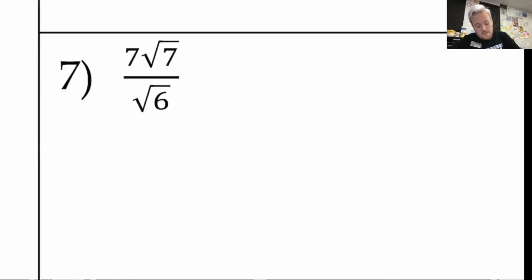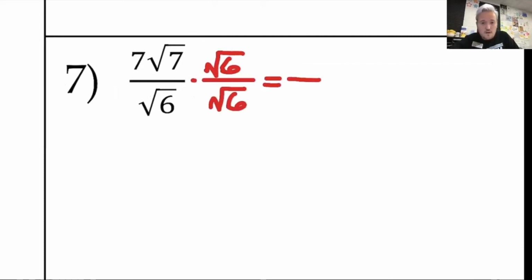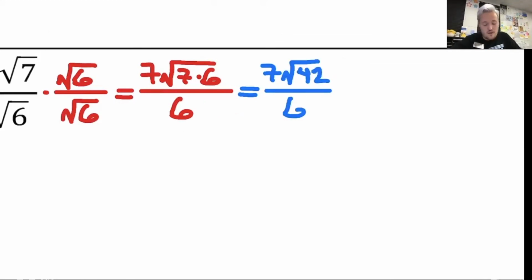All right, so for this last, nope, number 6, nope, 7, everything's fine. I'm going to rationalize by the value in the denominator, so the square root of 6 over the square root of 6. All right, so I'm going to multiply across. So I'm going to have 7 root 7 times 6 all over 6. All right, and when you start simplifying, we're going to have 7 root 42 over 6. So this is going to be your final answer right here.